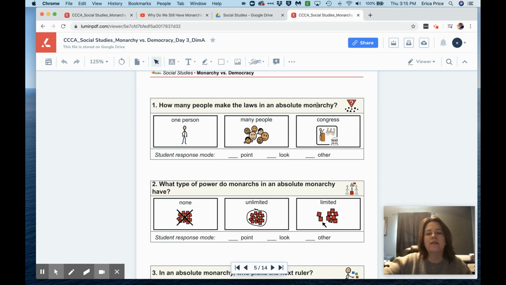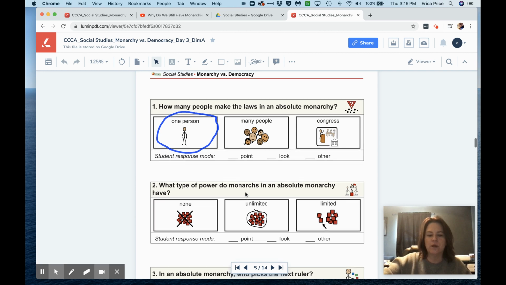How many people make the laws in an absolute monarchy? One person, many people, or Congress? In an absolute monarchy, it's one person. They have absolute power. So let's run back into the text and look at it really quick, and then we'll come right back here.